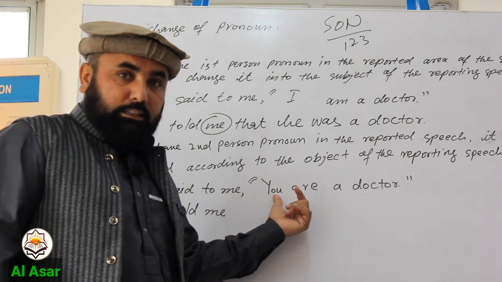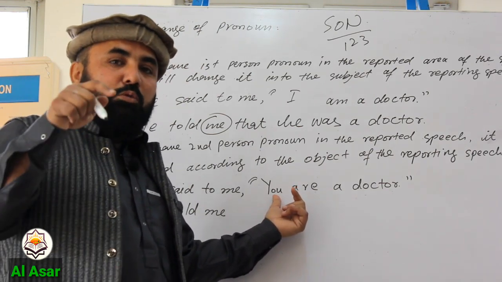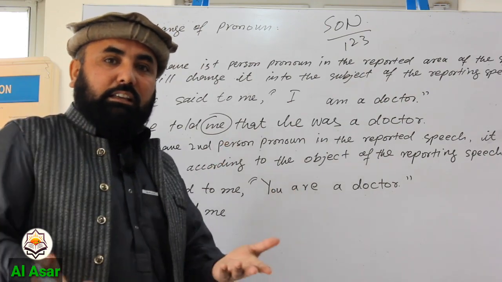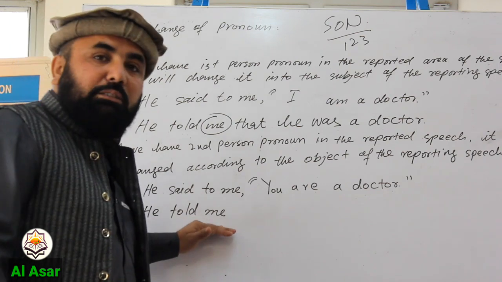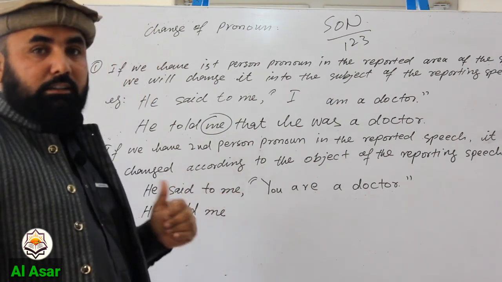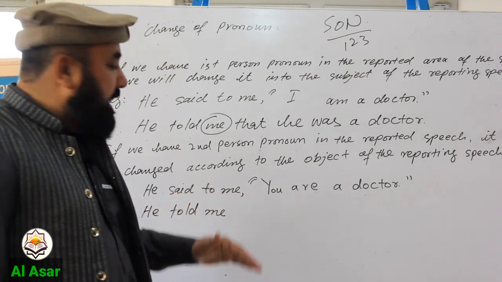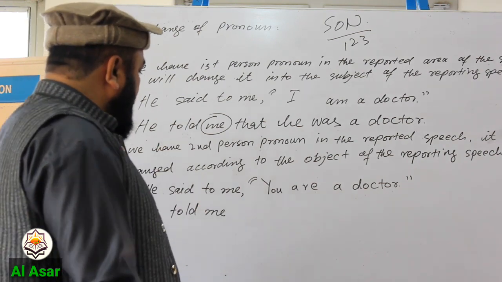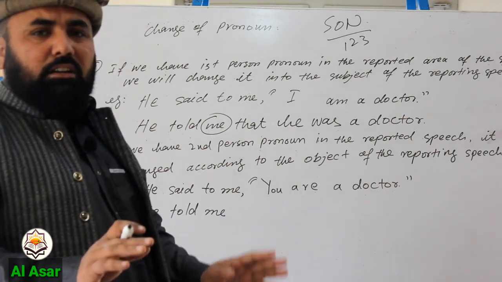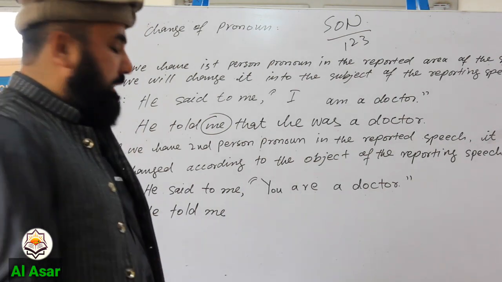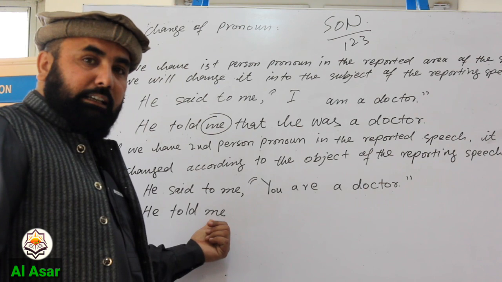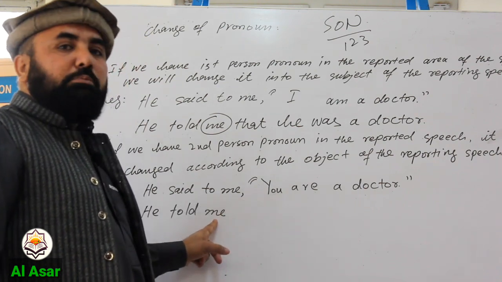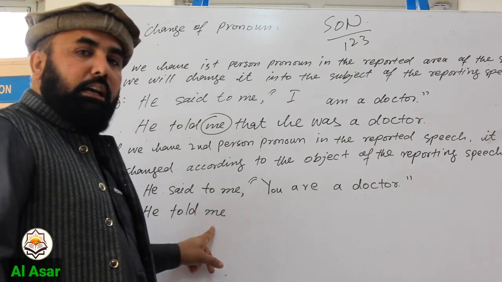What is the context? What you comprehend, what you learn, what you can think, what could be the possible object here. So it depends upon the context. You have to peep into the context. But here we don't need to peep into the context because we have an object here. Me is the object, so we will change it according to me. So you will become I.